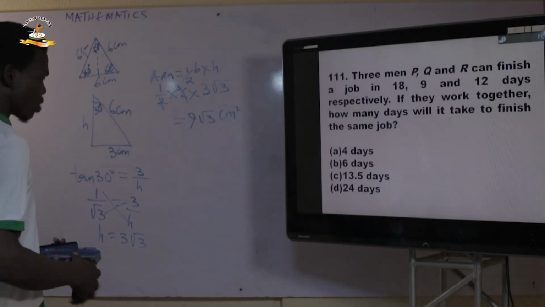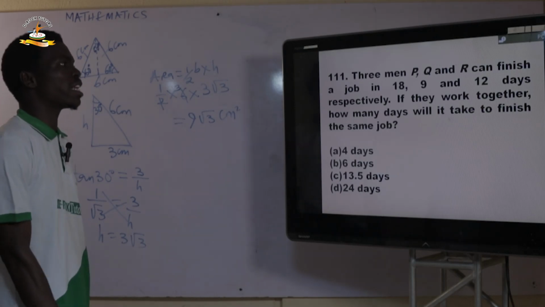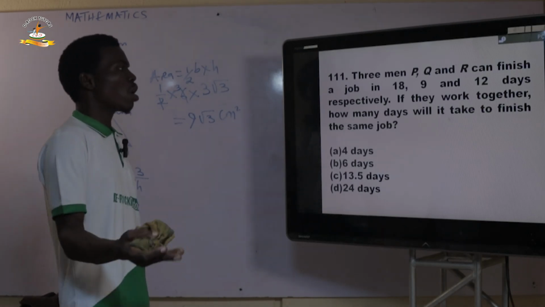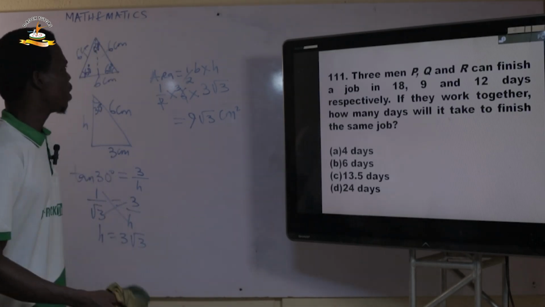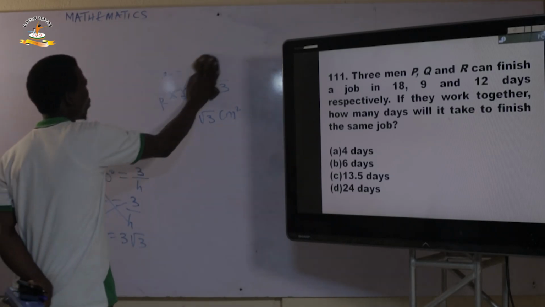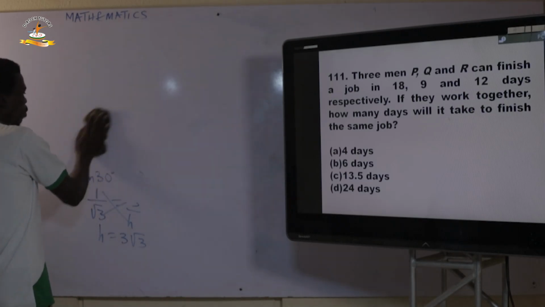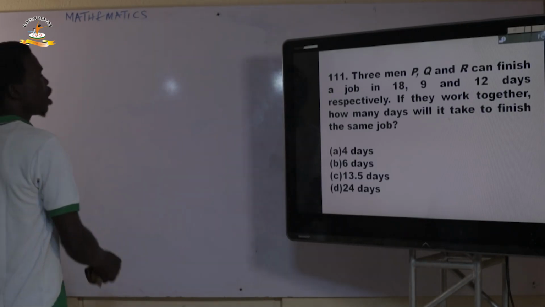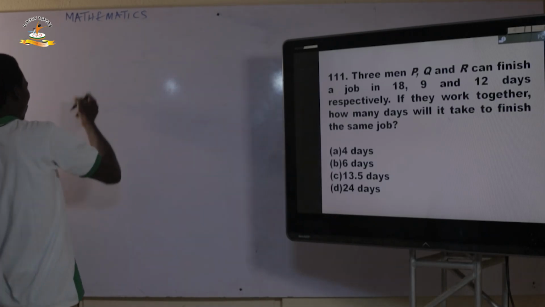Our next question. Alright, our next question says 3 men P, Q, and R can finish a job in 18, 19, and 12 days respectively. If they work together, how many days will it take to finish the same job? This is a kind of problem that has to do with proportion and rates. So it's a topic from rates, and it's a question from rates and proportion. Here we have P can finish a job.